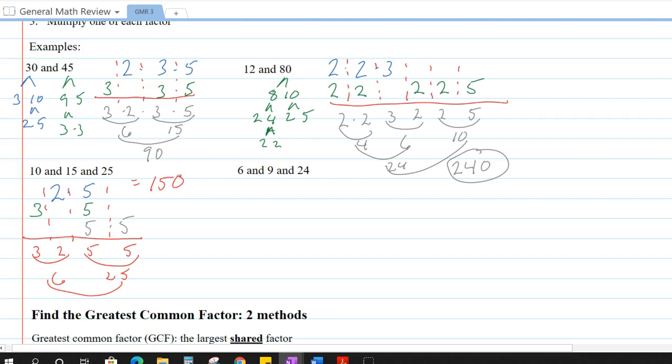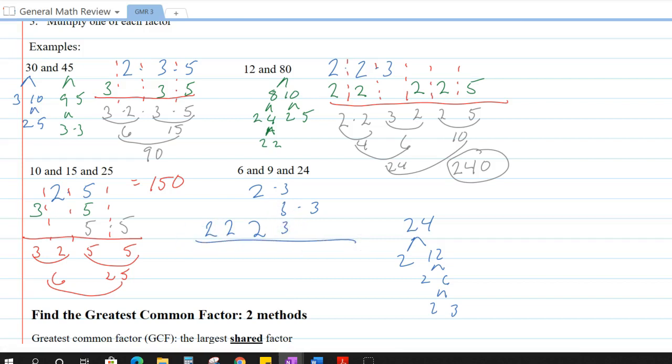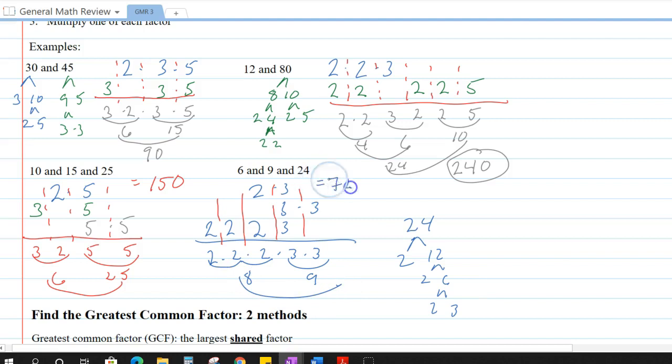And you can do the same thing with the 6, 9, and 24. I'll just run through it really fast. 24 is going to be... that leaves me with a 2, an extra 2, an extra 2, and a 3. Now we're going to want one of each of these. 3 times 3 is 9. 2 times 2 times 2 is 8. 8 times 9 is equal to 72.